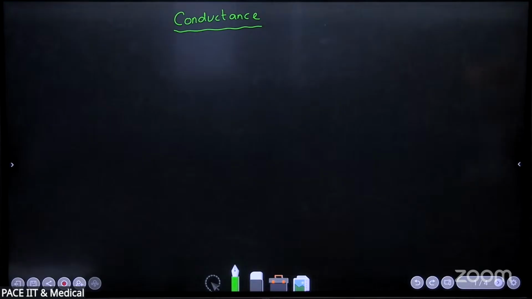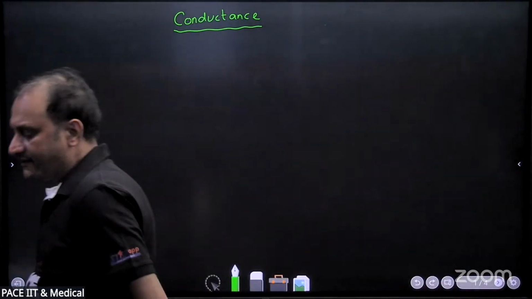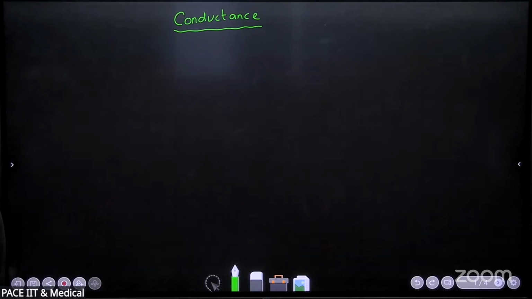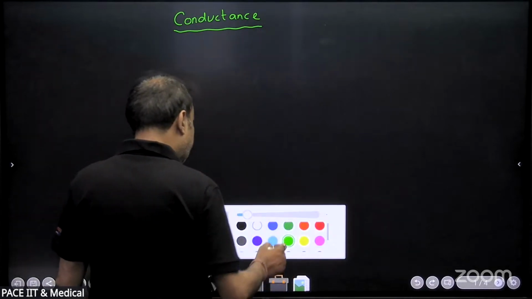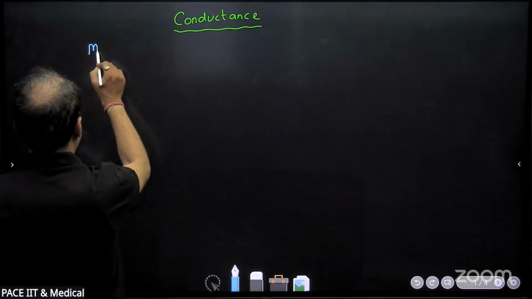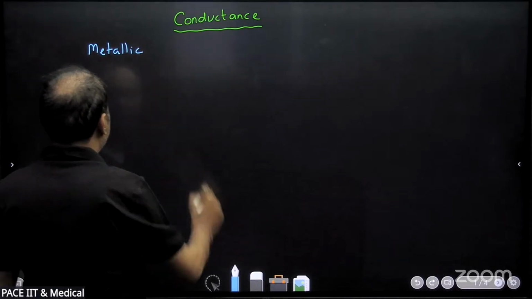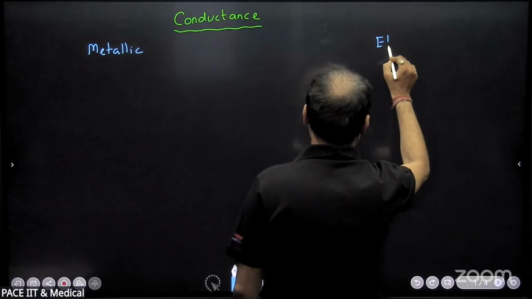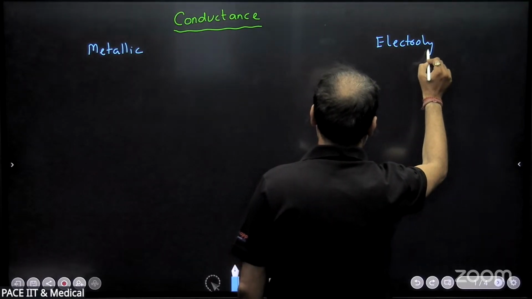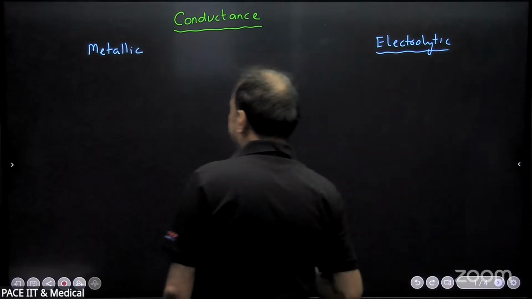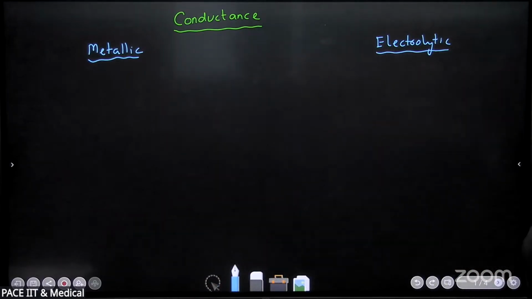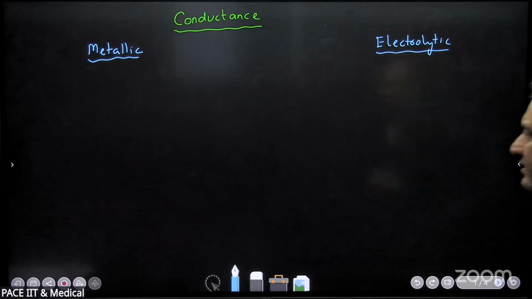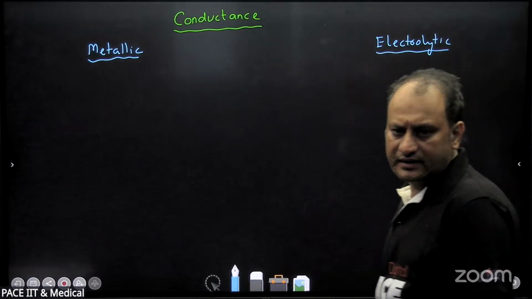So, there are two types of conductors of electricity. One are metallic conductors and the other are electrolytic conductors. Metallic versus electrolytic. A quick conceptual understanding of what the differences are between metallic conductors and electrolytic conductors.